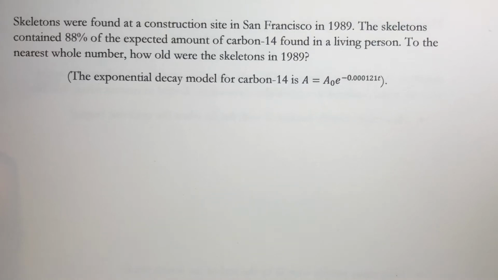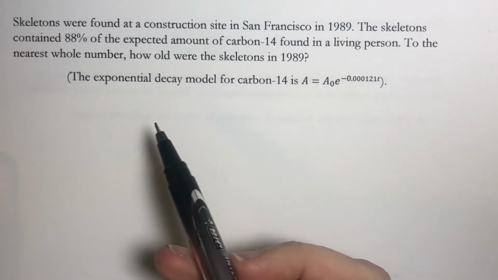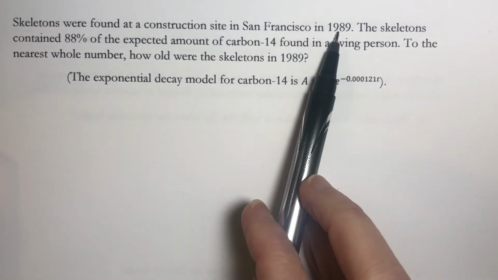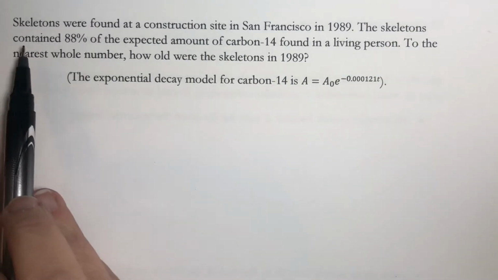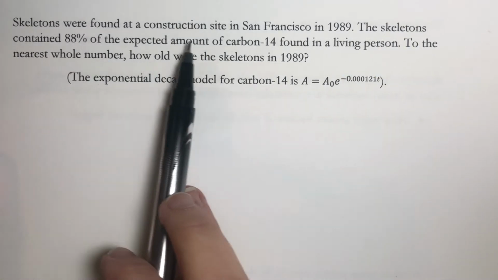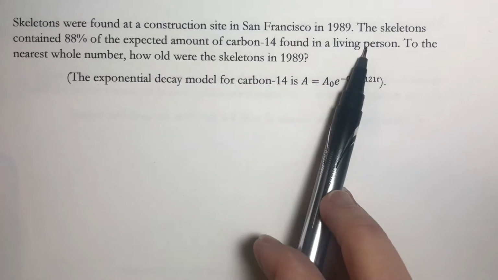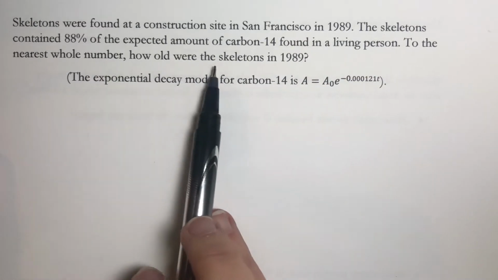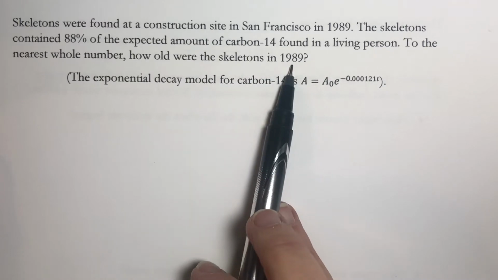This is part 2 of section 4.5. I want to solve this equation. Skeletons were found at a construction site in San Francisco in 1989. The skeletons contained 88% of the expected amount of carbon-14 found in a living person. To the nearest whole number, how old were the skeletons in 1989?